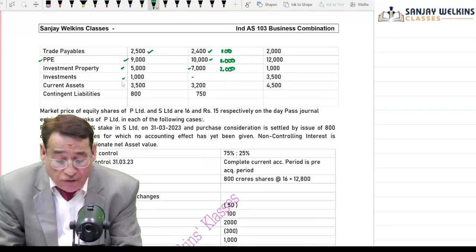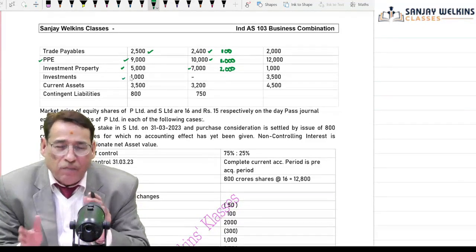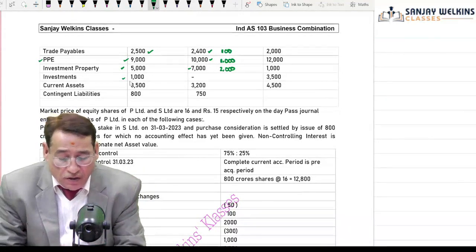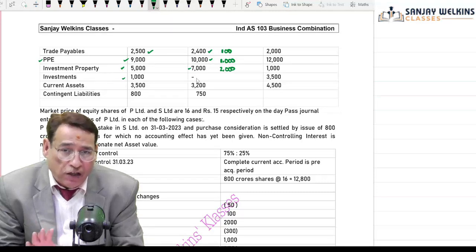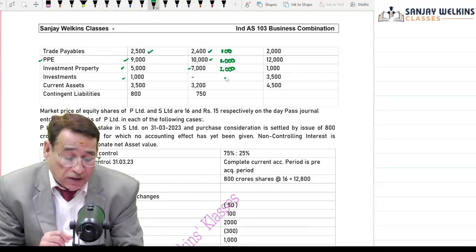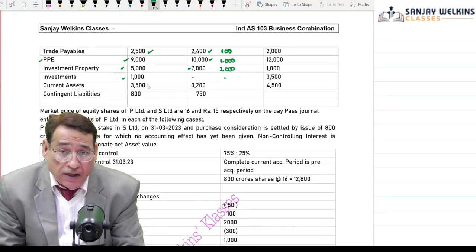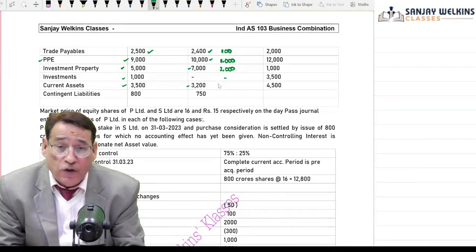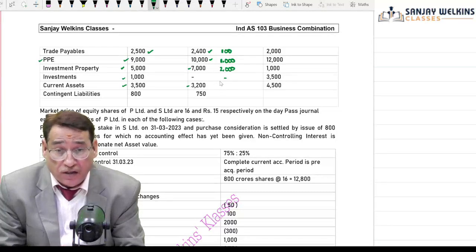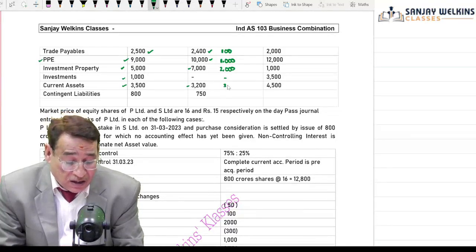In case of investment, S Limited might have made some investment. So investment is equal to 1,000. No fair value is given, so we shall presume fair value is also equal to 1,000. In this case, there is no change. Now, current assets are equal to 3,500, but the fair value is given as 3,200. So in this case, there is a loss to you to the extent of 300.